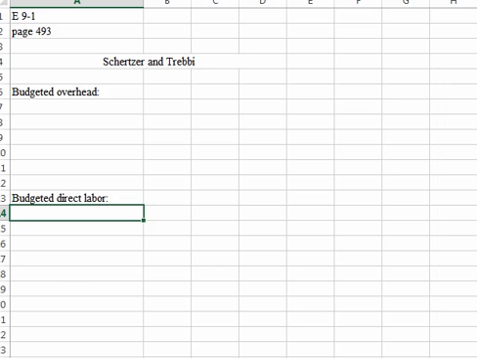Okay, you guys, we're now going to look at exercise 9-1 on page 493. You won't have one like this to work for homework, but you could see one like this on the final, so it's something you'd want to practice.